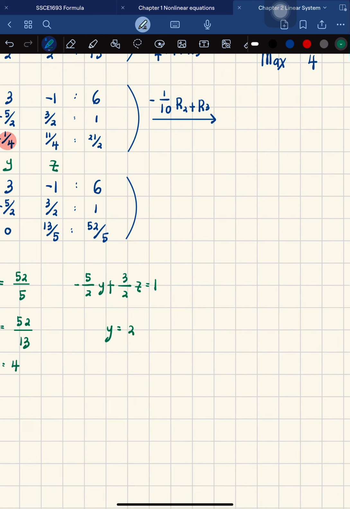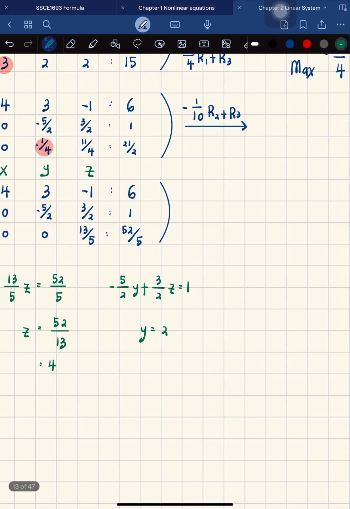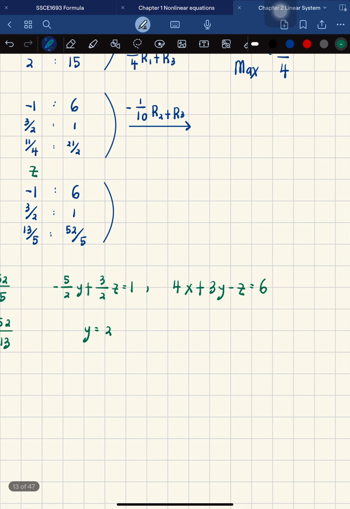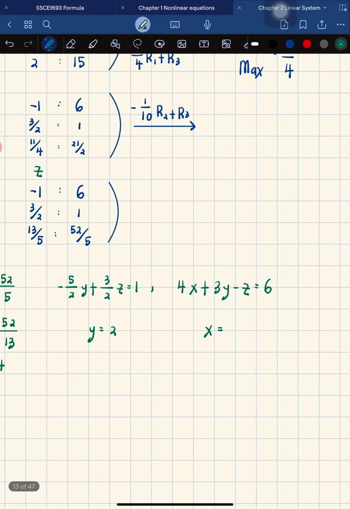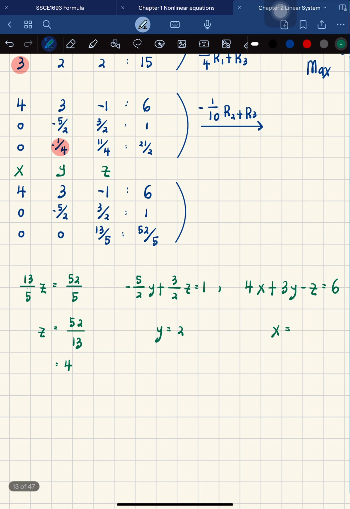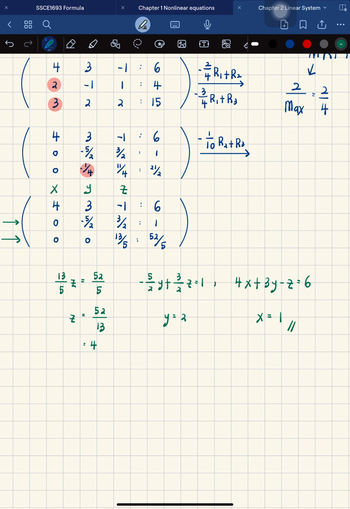Okay. And the last one, 4x plus 3y minus z equal to 6. So x is equal to 6 minus 3y plus z, divided by 4, equal to 1. So this is your value of x, y, and z.